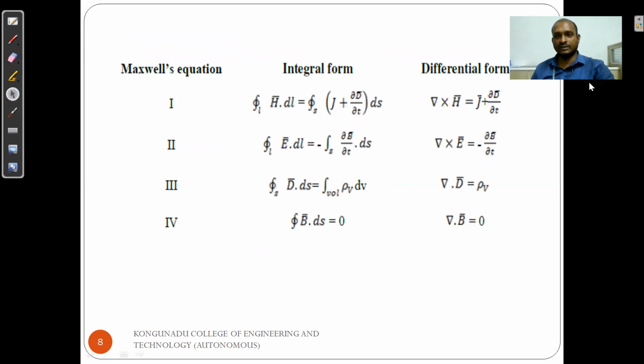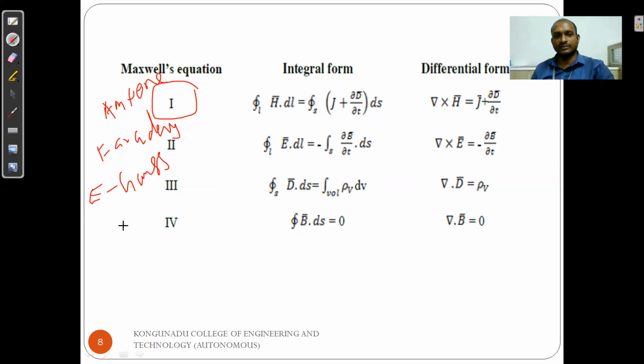We are going to do the summary. Maxwell equation 1 is derived from Ampere's law. Maxwell equation 2 is derived from Faraday's law. Maxwell equation 3 is derived from the electric Gauss law. And equation number 4 is derived from the magnetic Gauss law.